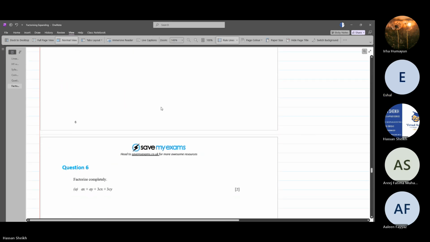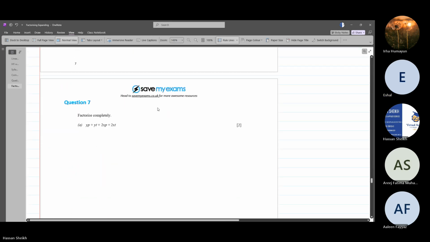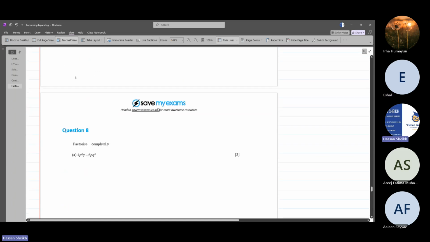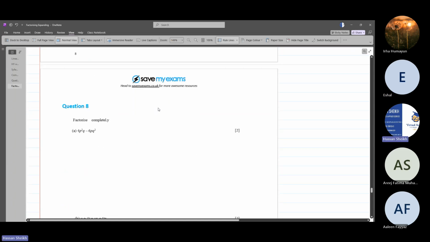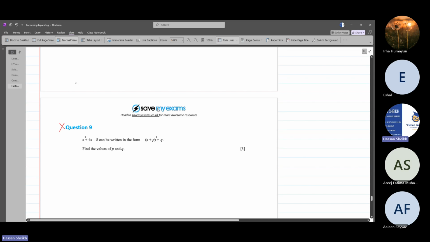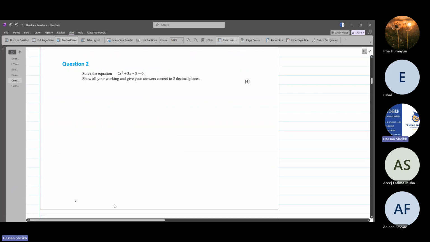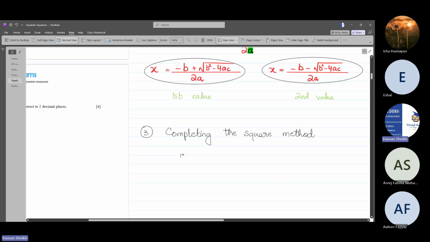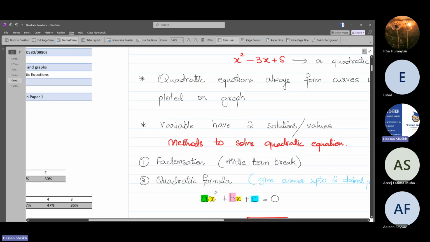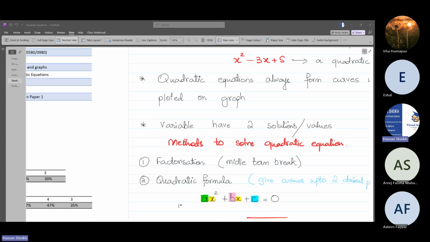Any doubt? I'm just leaving those questions because they are way easier, so you don't need to waste your time on those questions. Now let's move on to the second method, which is called the quadratic formula.